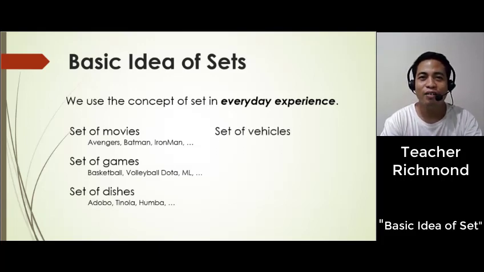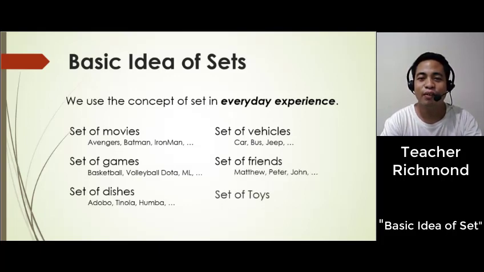Each day, we also see a set of vehicles on the road, for example car, bus, jeep. And when we go to school, wherever we go, we also have a set of friends, for example Matthew, Peter, John. When you were young, I know that you had a set of toys in your house, maybe toy gun, toy car, toy Barbie.